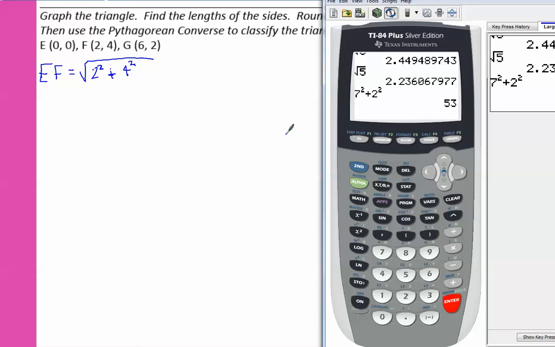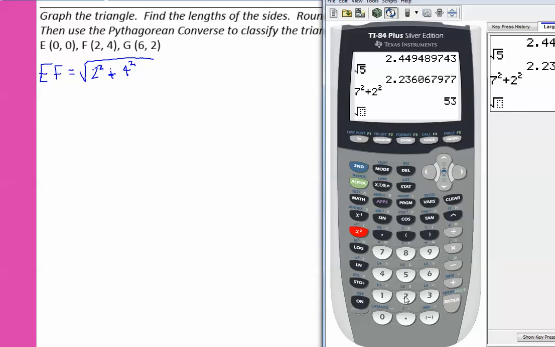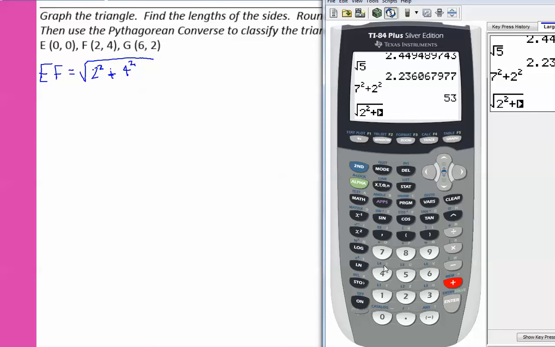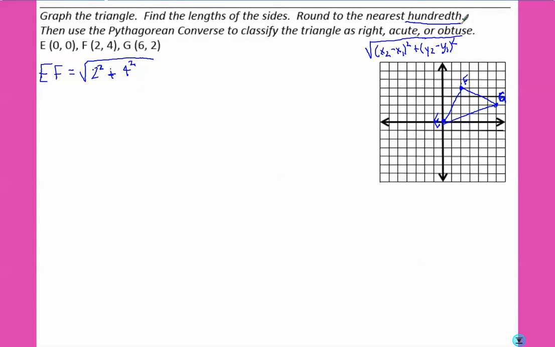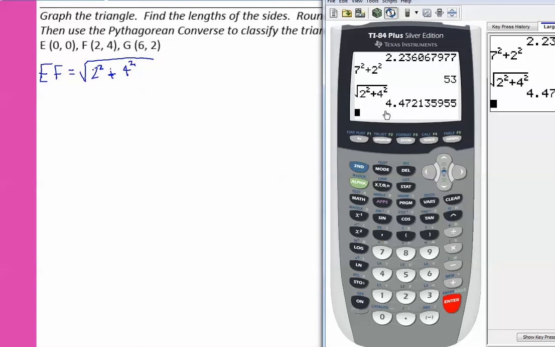Since it says to round to the nearest hundredth, we know decimals are okay. So square root of 2 squared plus 4 squared, which gives us 4.47235955. Now, let's look back at the instructions. It said round to the nearest hundredth. What does hundredth mean? That means 2 decimal places. So we get 4.47.